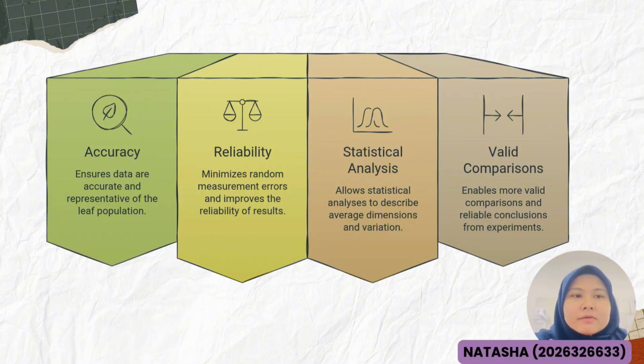Measuring several leaves provides a more accurate estimate of the average leaf size and reduces the effect of natural biological variation. In addition, taking multiple measurements minimizes the impact of random measurement error and improves the reliability of the result. It also allows statistical analysis such as calculating the mean and standard deviation, which help describe the average leaf dimension and the variation among samples.